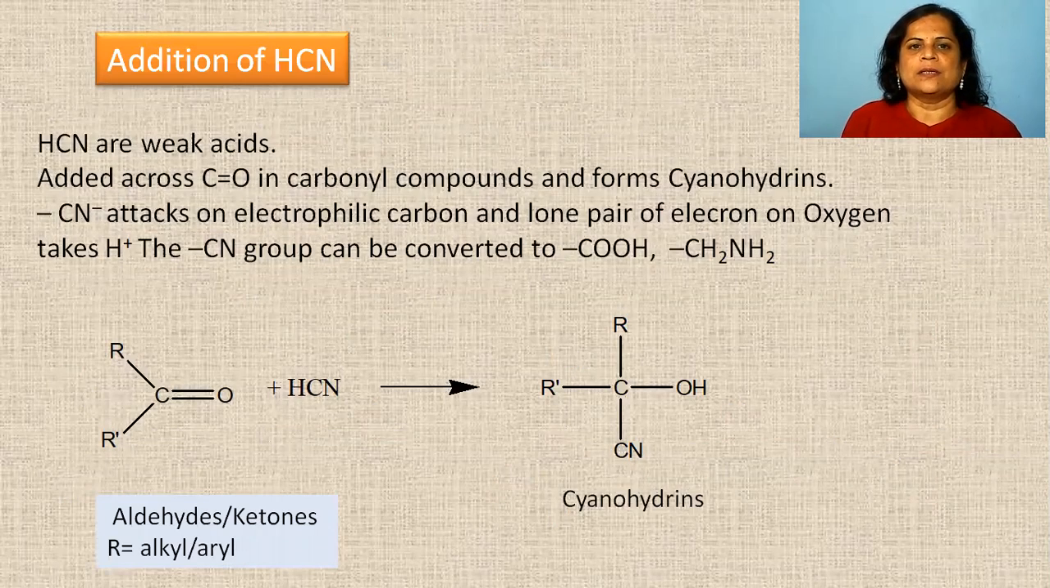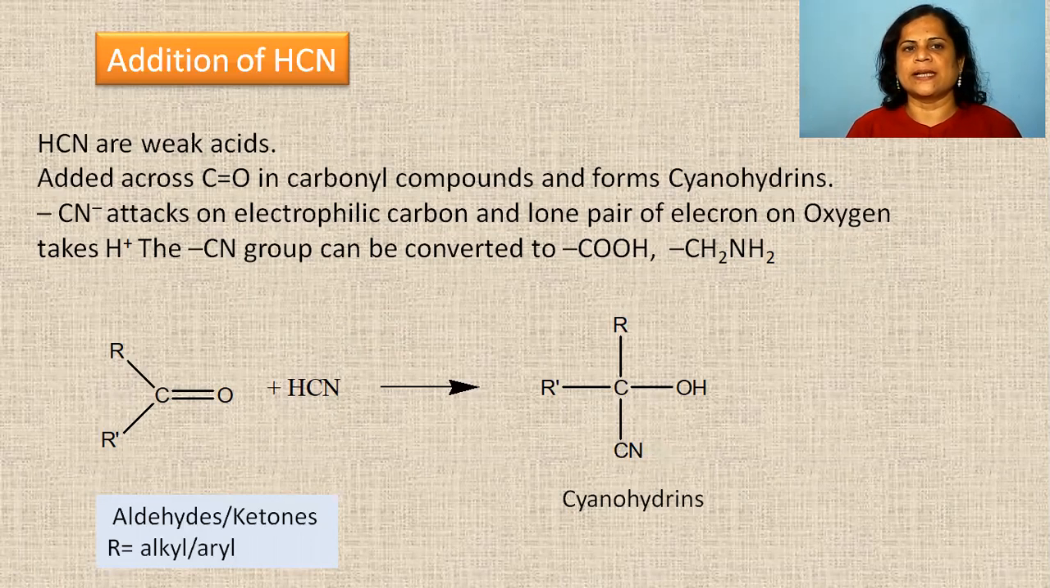When we add hydrogen cyanide, which is a weak acid, across the C double bond O in carbonyl compounds, they form cyanohydrins. The cyanide ion attacks the electrophilic carbon and the lone pair of electrons on oxygen takes H plus. The cyanide group can be further converted into a carboxylic acid group or an amine. When the cyanohydrin undergoes further reactions, they form acids or amine products.